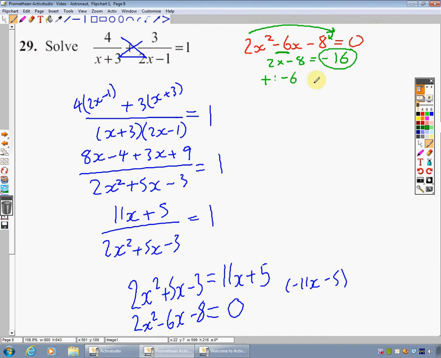And we can play around with our numbers a little bit, but in my head I'm thinking 8 and 2. 8 and 2 make 16, and if I did 2 and then took away 8, I'm going to end up with my minus 16. So I'm thinking it's going to be a plus 2 and a minus 8. That's the two numbers I'm thinking. So, and then we just rewrite our equation out. 2x squared and our minus 8 equals 0.